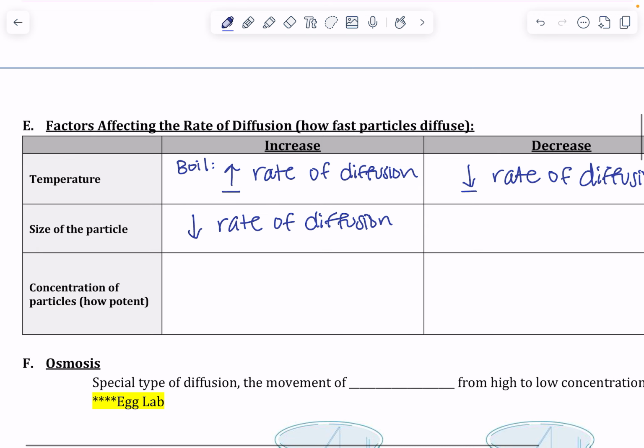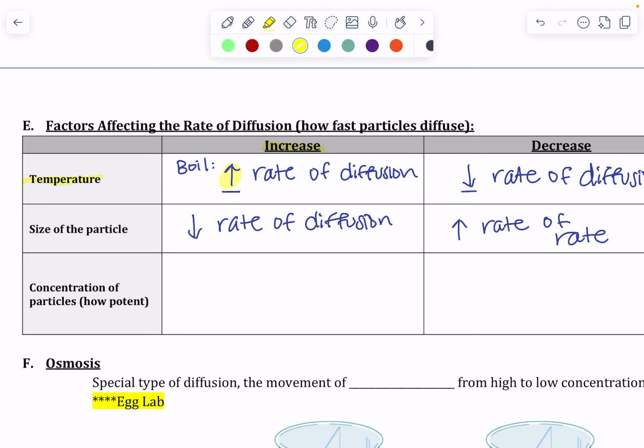On the flip side, if we decrease the size of the particles, we have really small particles crossing the membrane. They are going to diffuse much faster. So this one is an inverse relationship. If we go ahead and notice here, increased temperature, we increase the rate of diffusion. Now, if we increase the size of the particle, we're actually decreasing the rate of diffusion. So that's going to be an inverse relationship versus temperature, which is going to be direct.